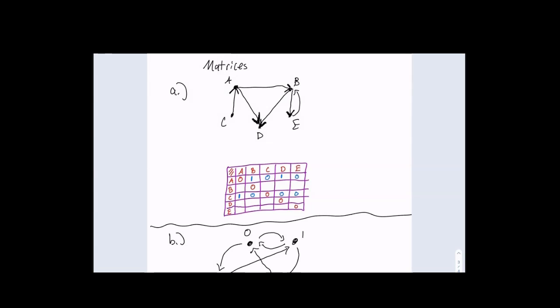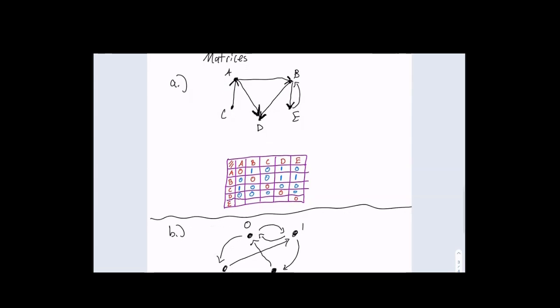B talked to D, and B talks to E. Zeros in other places. All the information flows to D, but D does not talk back and communicate to anybody else, so D has all zeros in its row. And finally, E communicated back to B, so we have a 1 for E to B and zeros in the other places.